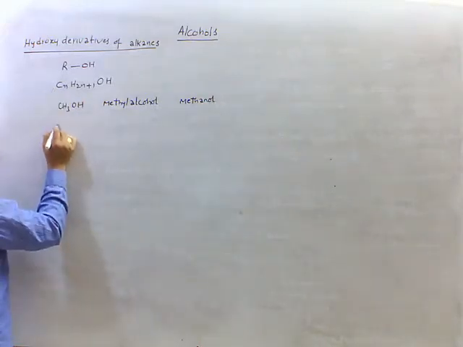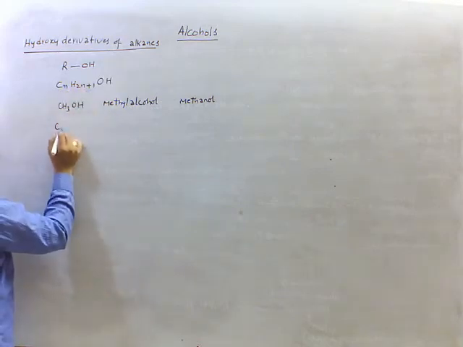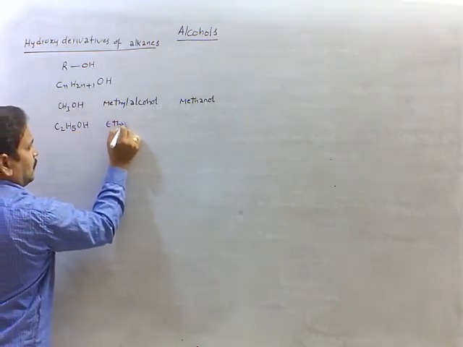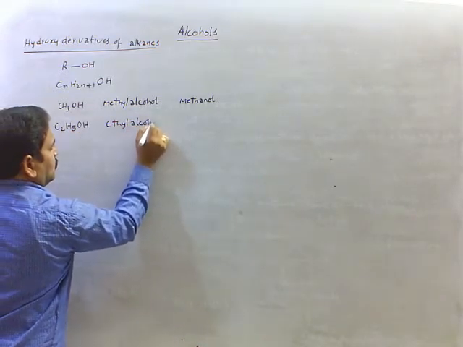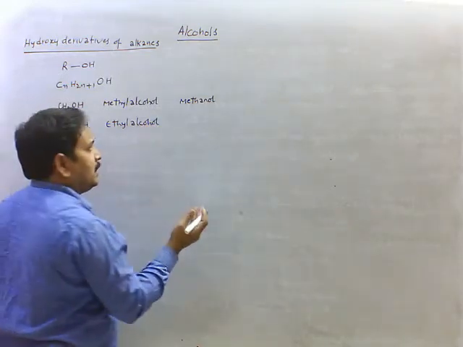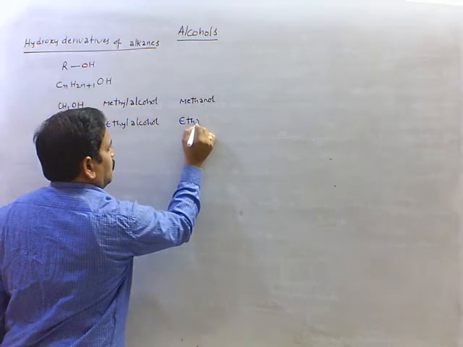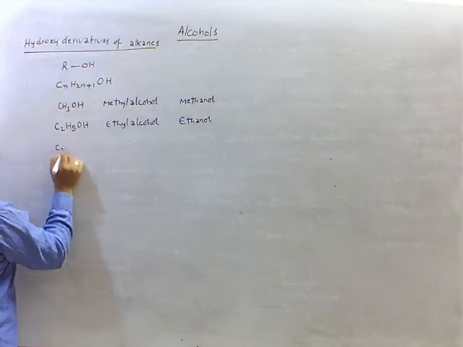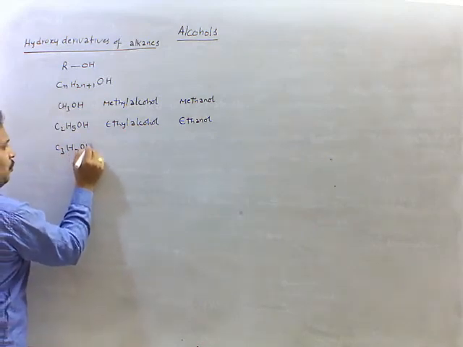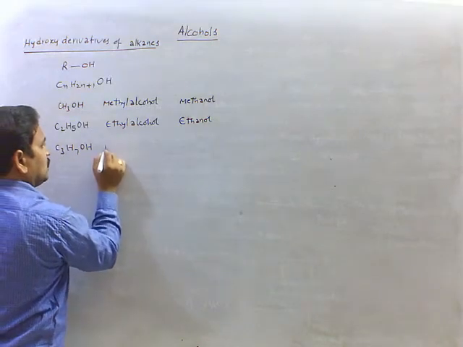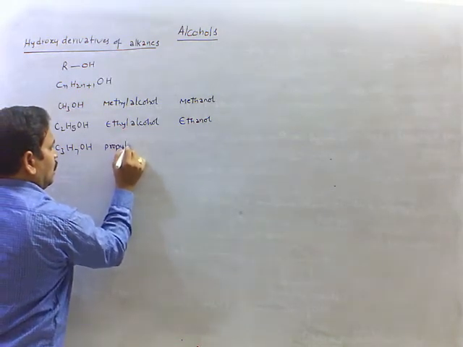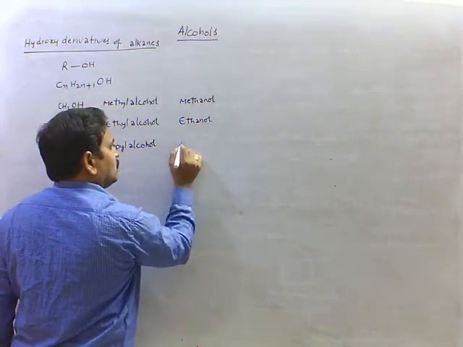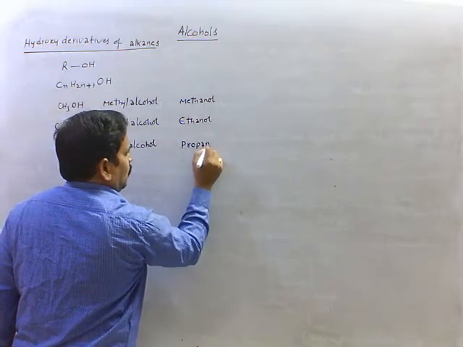For n equal to 2, I am keeping here C2H5OH. This we call ethyl alcohol. Its IUPAC name is ethanol. N value 3 I am taking, C3H7OH. This we call propyl alcohol. IUPAC name is propanol.